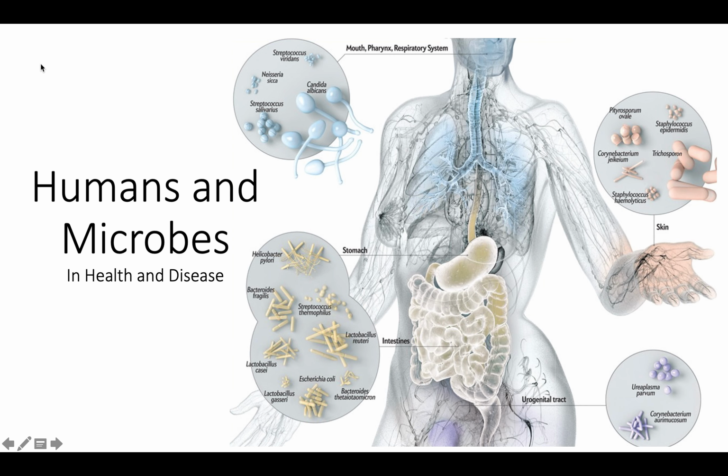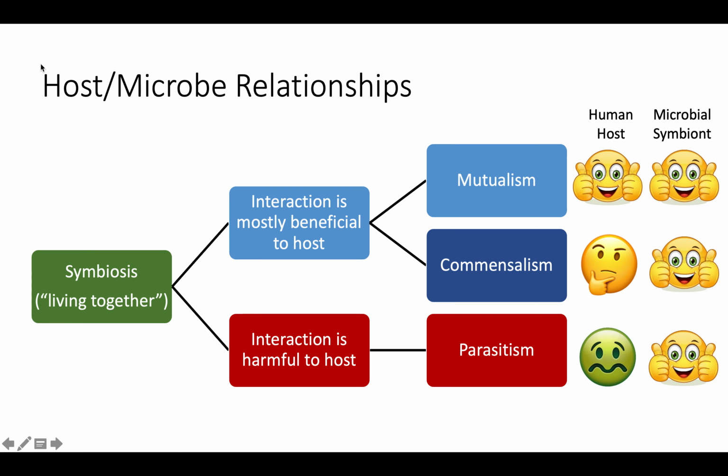So, again, I'm going to just review a little bit about humans and microbes and our relationship with them and talk about those that do cause damage to us. So, first of all, as a review of microbes and us, we know that there's a symbiosis. That relationship is a symbiosis. And there are three phases of symbiosis.